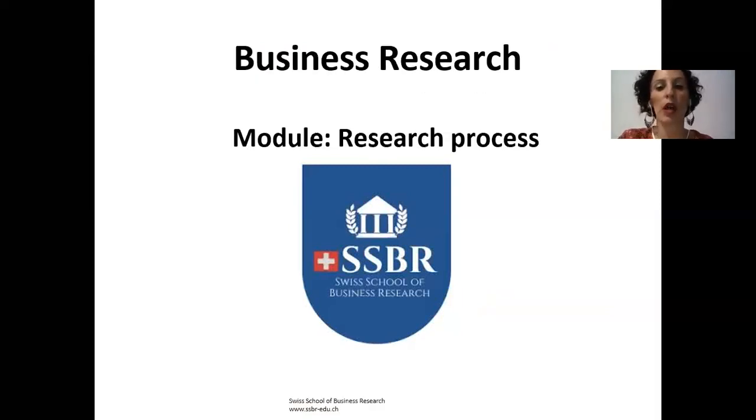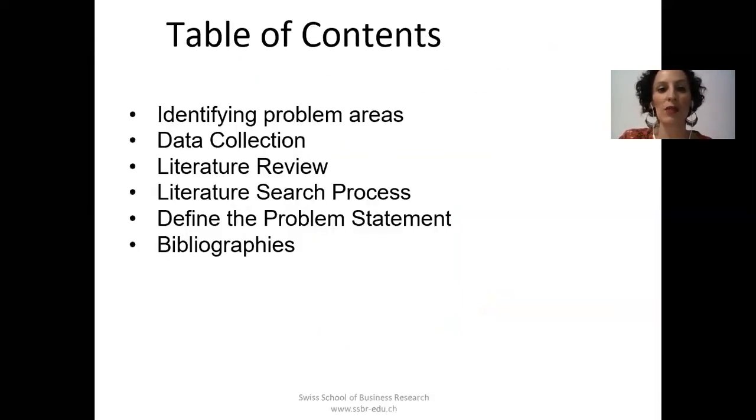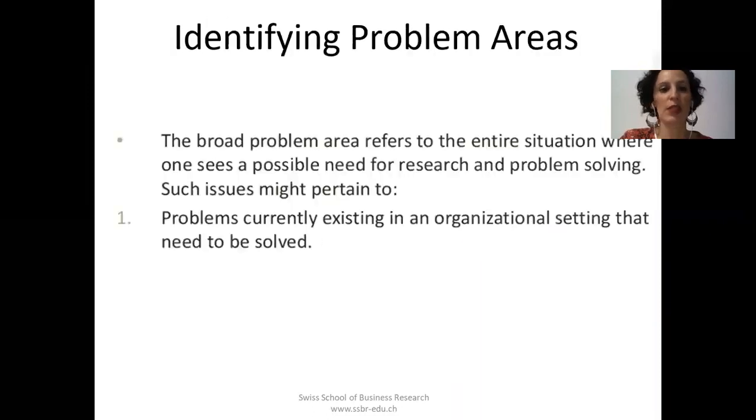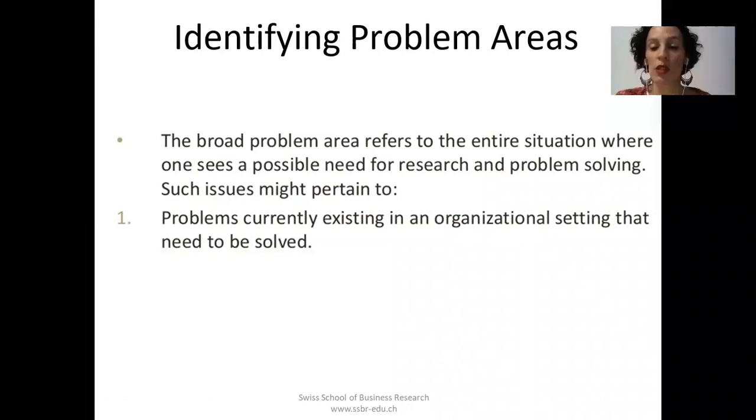Today, we're going to be talking about the research process itself. We're going to be covering all of these aspects. So let's begin. The first thing we need to do is to identify problem areas. We need to know that there's a problem in order for us to have to research something about it.